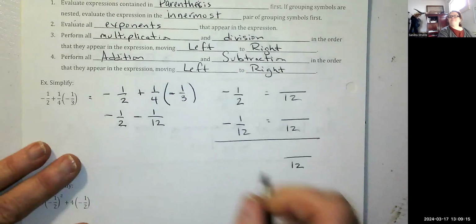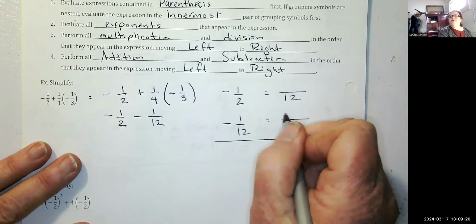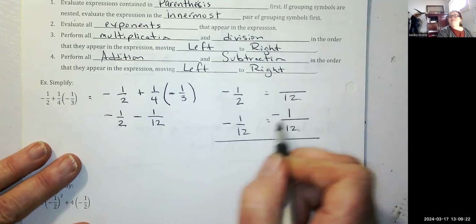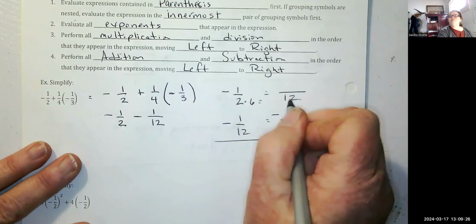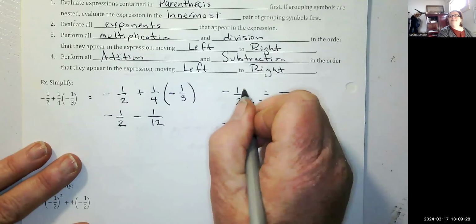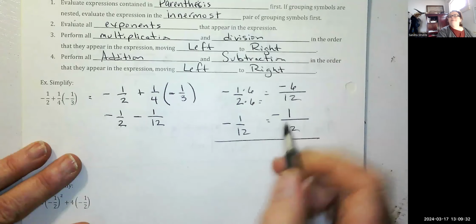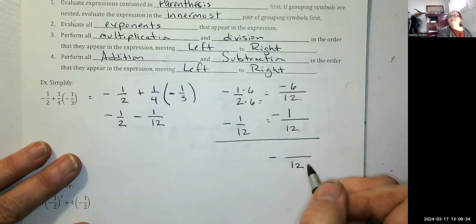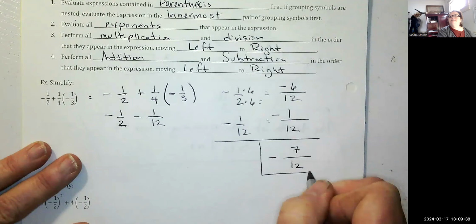The next step. There's nothing that's changed from this one since 12 times 1 is 12. So this is just going to stay as negative 1/12. Up here, 2 times 6 gives me 12. So negative 1 times 6 is negative 6. We're adding them and keeping the sign, so it's going to be a negative. 6 plus 1 is 7, and that is my answer.